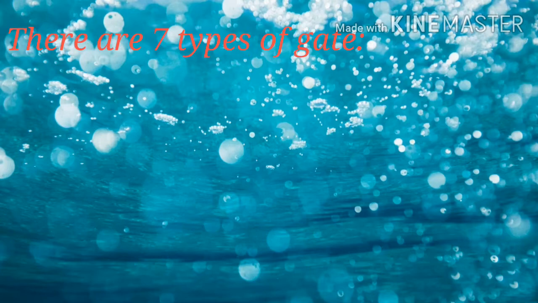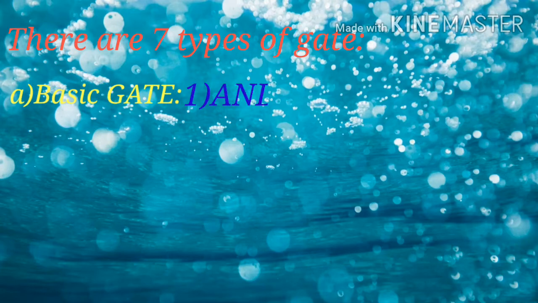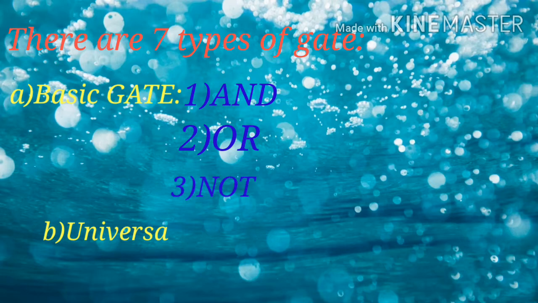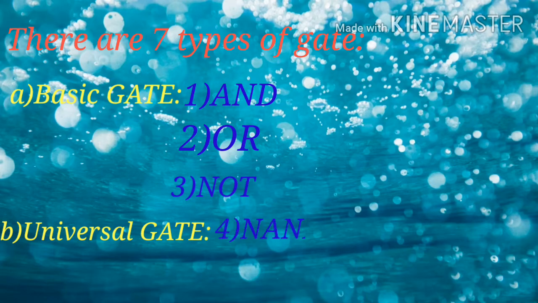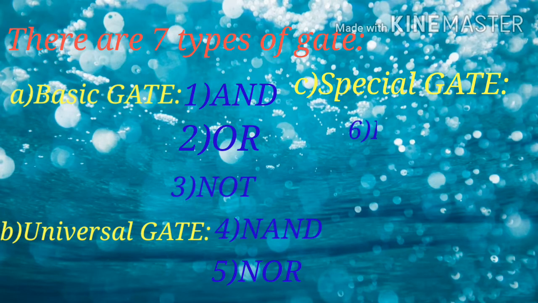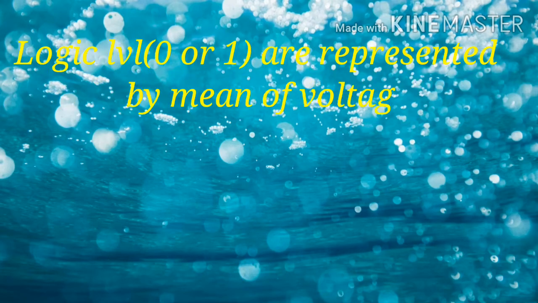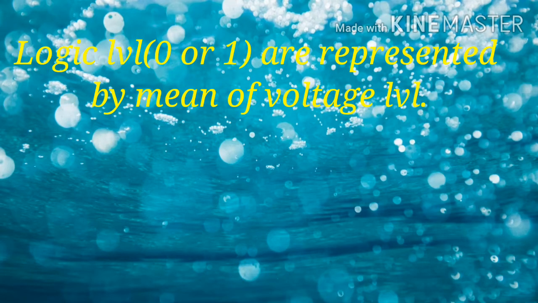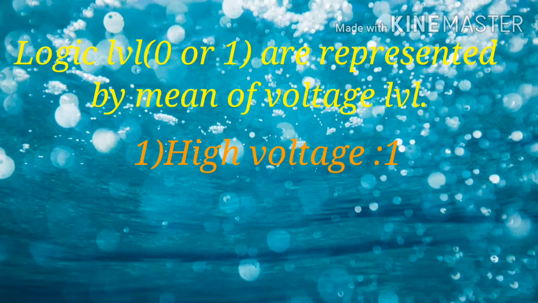Basically, there are 7 logic gates. Basic gates: AND, OR, NOT. Universal gates: NAND, NOR. Special gates: XOR, XNOR. For your kind information, logic levels are represented by means of voltage levels. That is, high voltage is 1 and low voltage is 0.